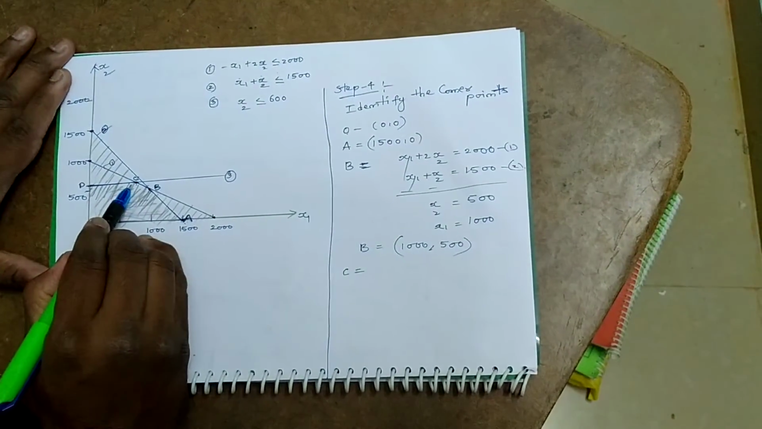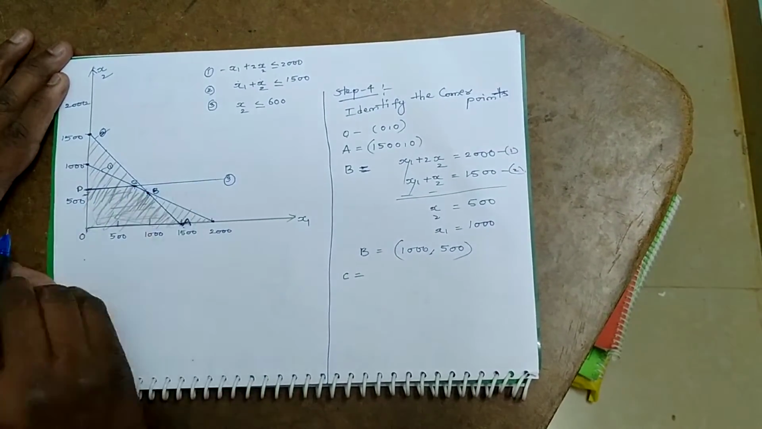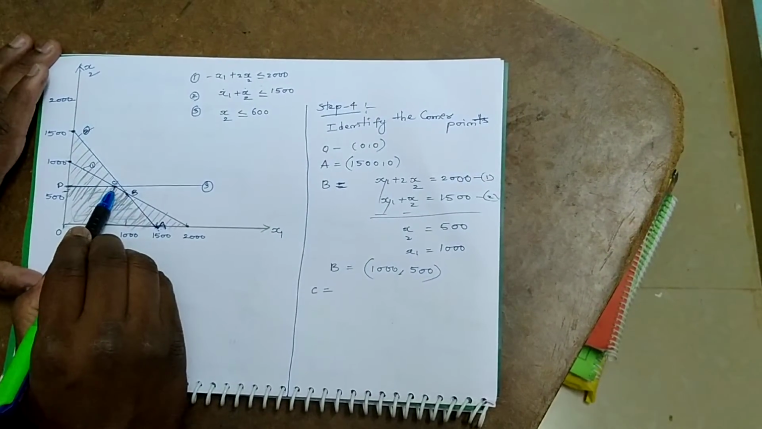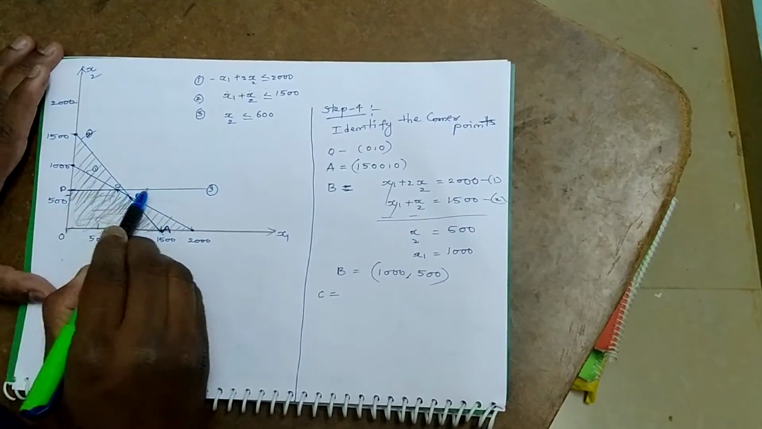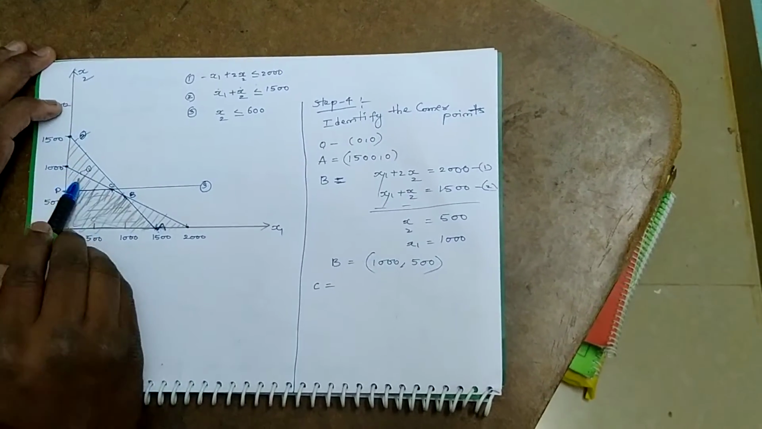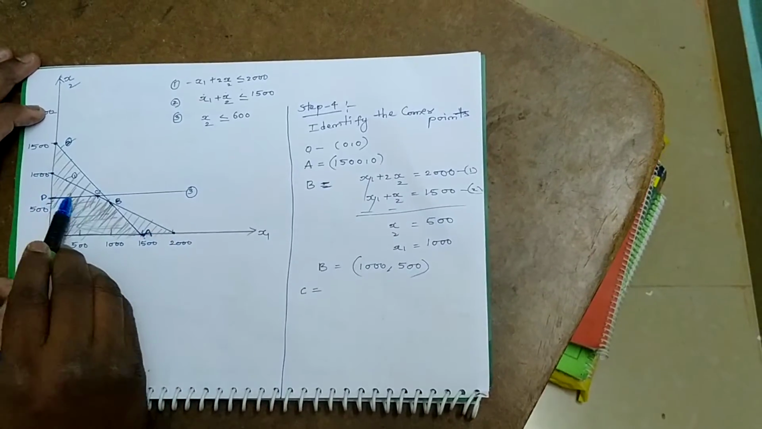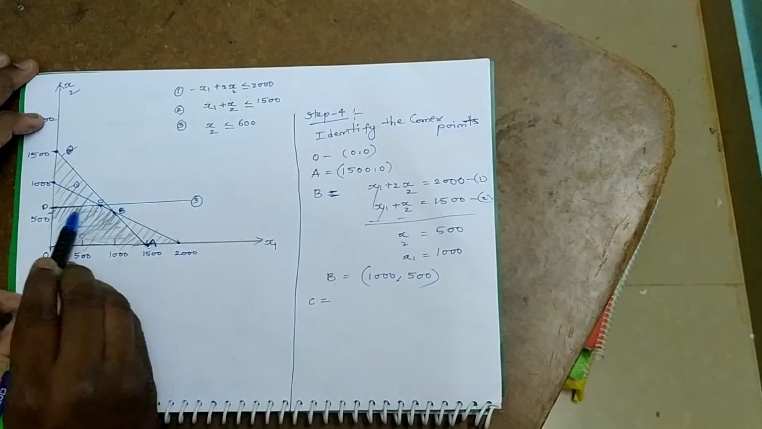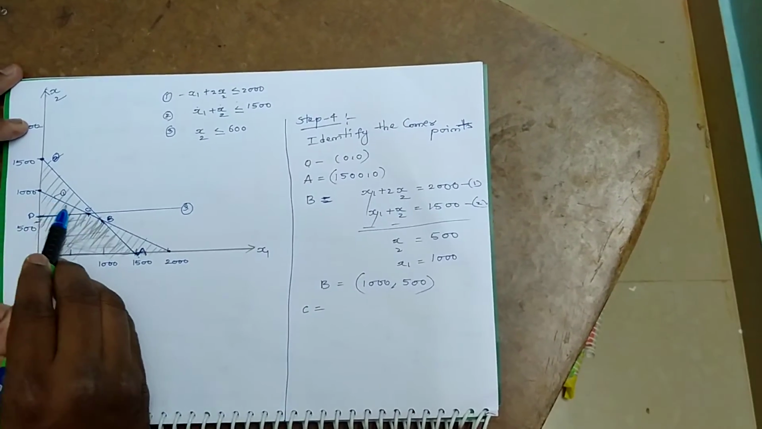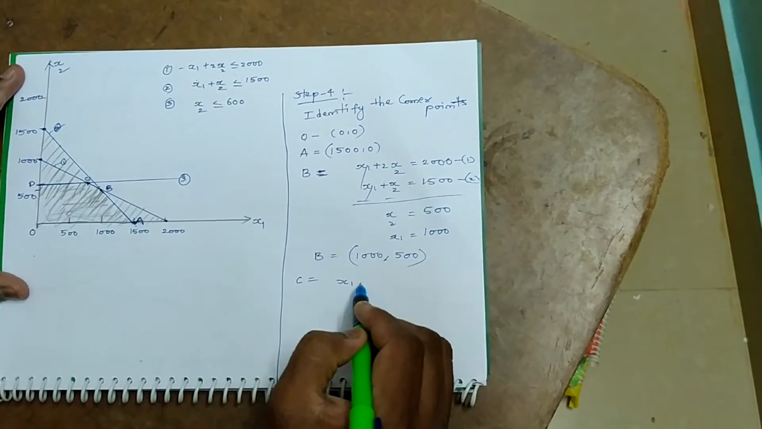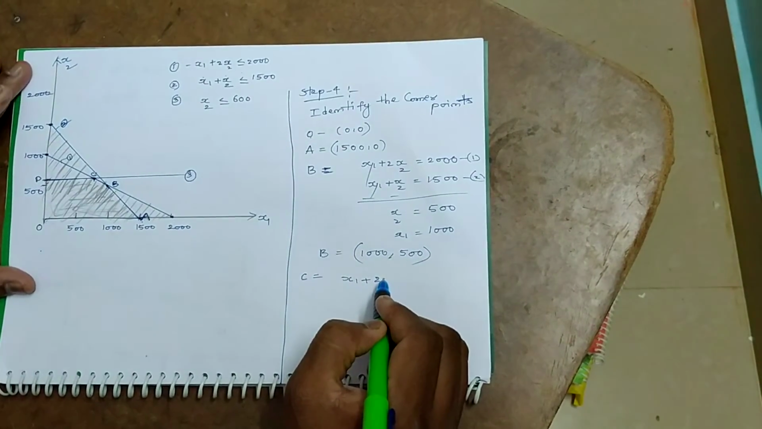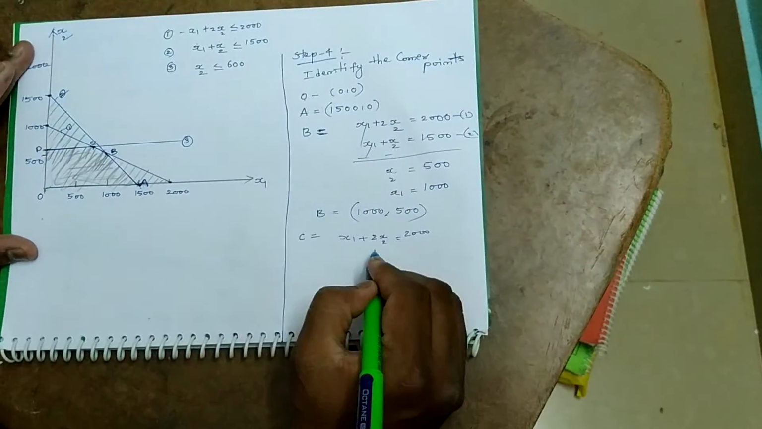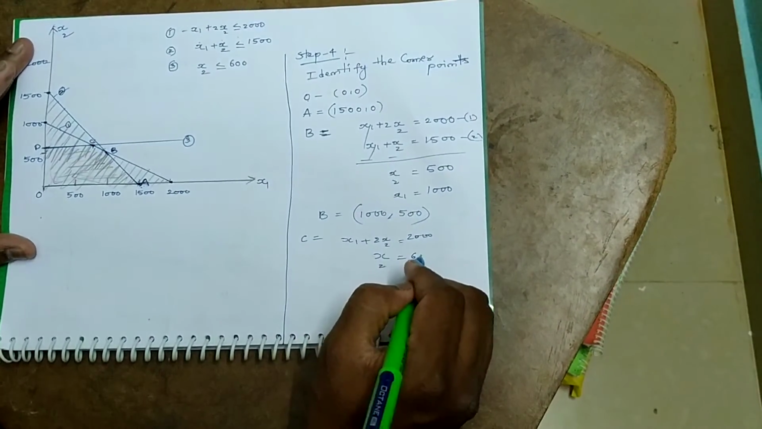Corner point C is the intersection of line 3 and line 1. See, the corner point C is the intersection of line 3 and line 1. What is line 1? Line 1 is x1 plus x2. Corner point C is lying on the intersection of line 3 and line 1. Line 1 is x1 plus 2x2 is equal to 2000 and x2 is equal to 600.